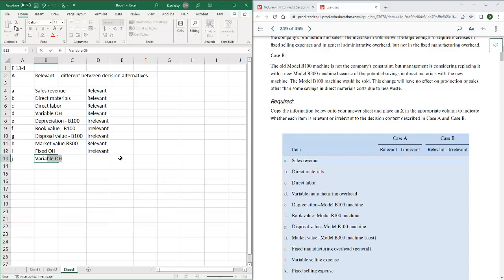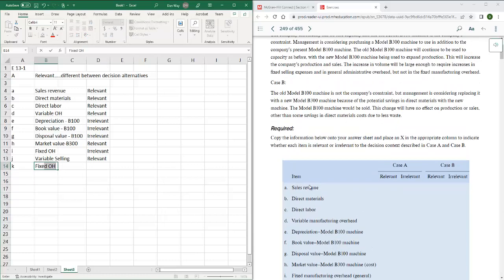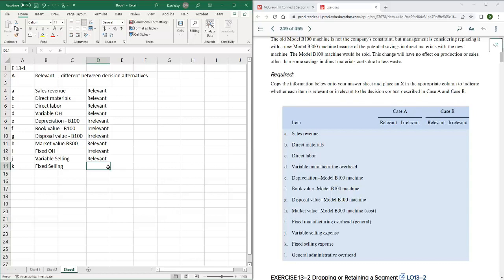Letter J was variable selling expenses. And yeah, we're ramping up production if we get the new machine, selling more products, so selling expenses should increase. That makes it relevant. It's different between our alternatives. Almost done here. K was the fixed selling expense. I would just remind us, we just revisited this last sentence a minute ago, but our increase in volume was going to require an increase in fixed selling expenses and in that general administrative overhead. So because it would require an increase, that means it's different if we buy this thing versus when we don't, which means it's relevant.